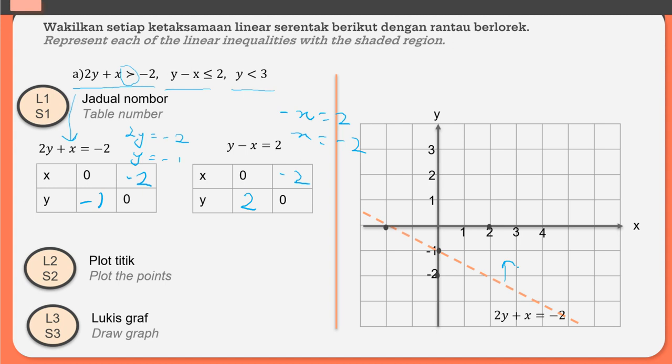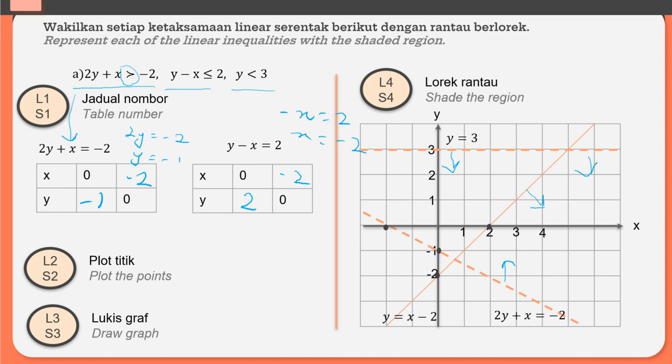And then for the second one, we need to plot the points and then draw the line. So here is a solid line for the second one, and then we are looking for the area below that one, so below. And then lastly we have y less than 3, so this one is a dashed line, and then the region below it. So can you guess what the shaded region is? Where is it? Okay, this is the shaded region.